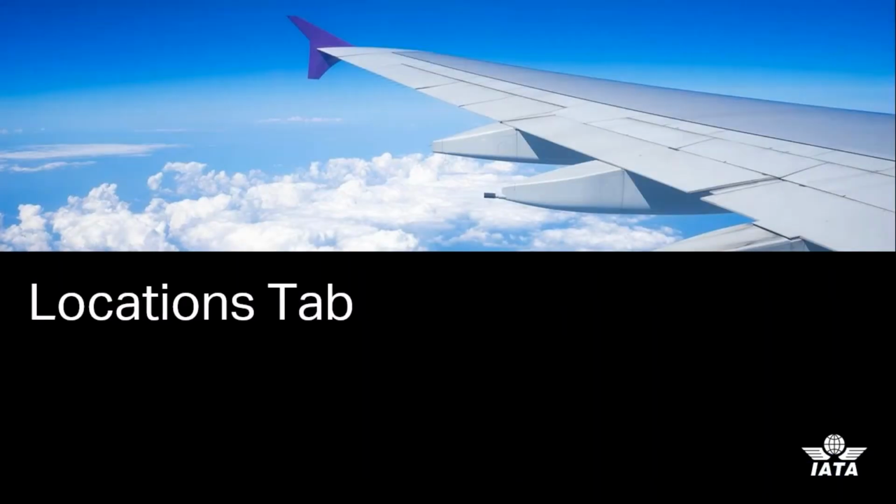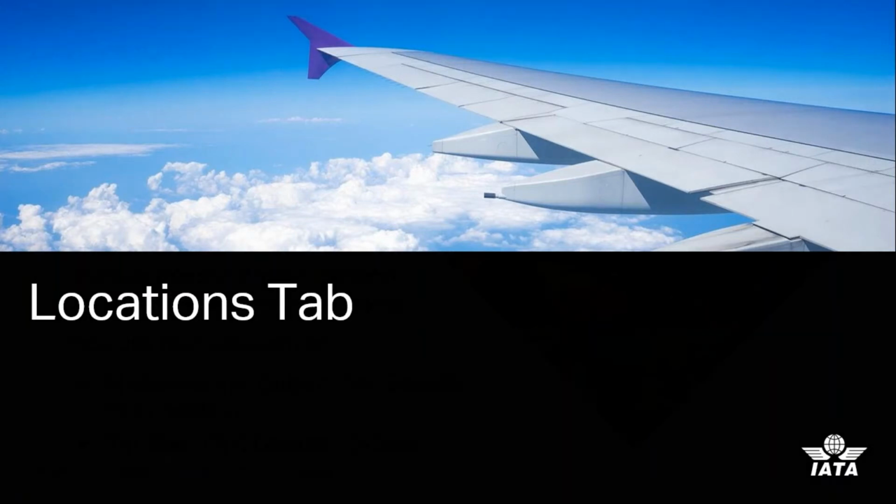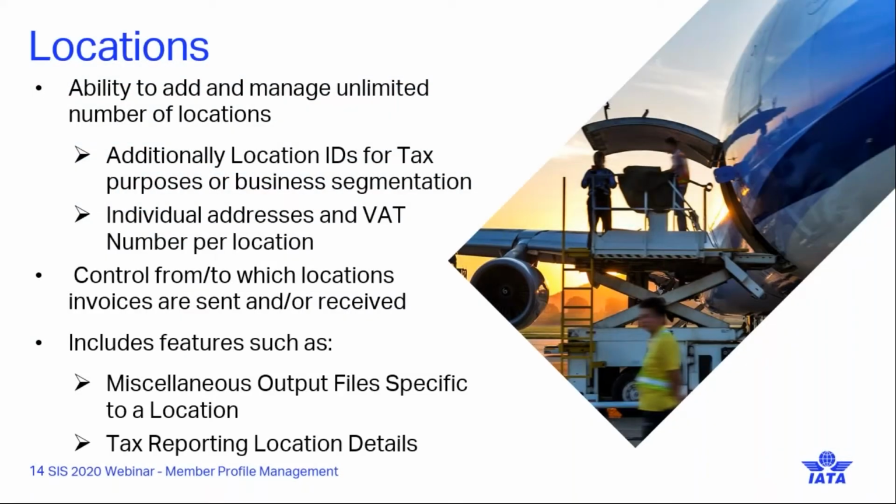Moving on to the next tab, locations. In locations, the user has the ability to add and manage a limited number of invoices. They can control from which location invoices are sent and or received. And it includes features such as miscellaneous output files specific to location, tax reporting location details. As an example, this helps you create invoices from another location that is not your main headquarters. For example, if you operate in other countries and wish to bill locally.